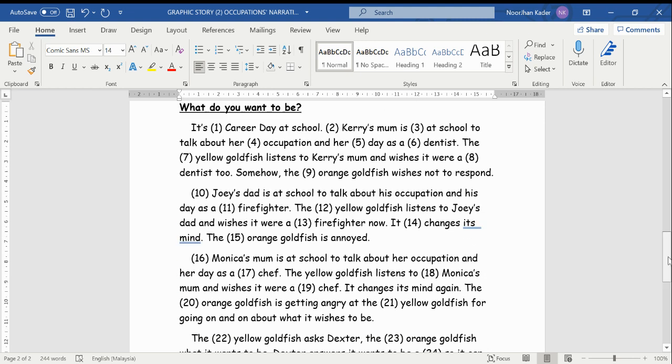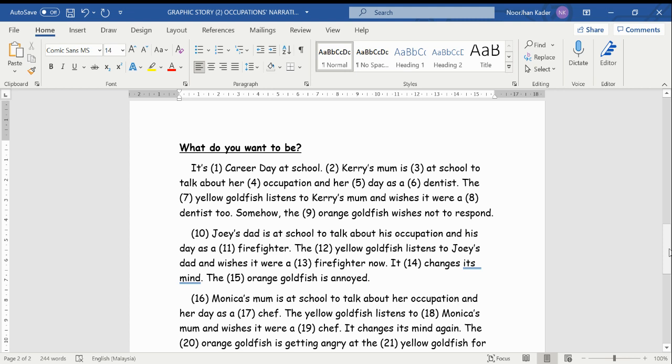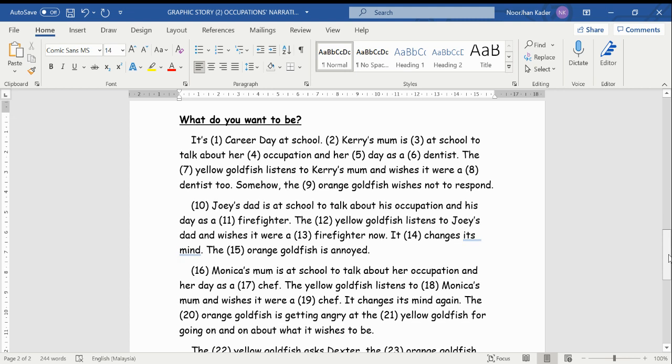Okay, let's check first the answers. What do you want to be? The title is Career Day at School. Carrie's mom is at school to talk about her occupation and her day as a dentist. The yellow goldfish listens to Carrie's mom and wishes it were a dentist too. Somehow, the orange goldfish wishes not to respond. Okay, let's see.